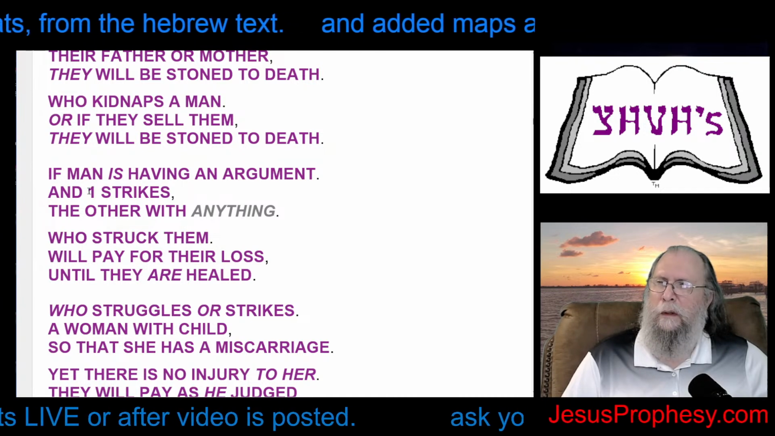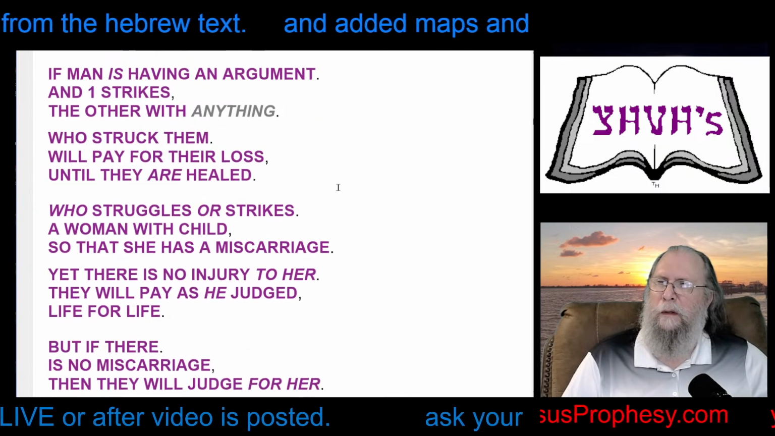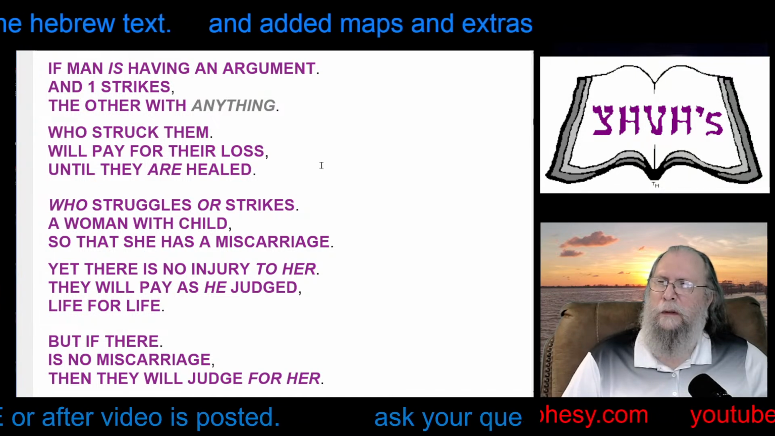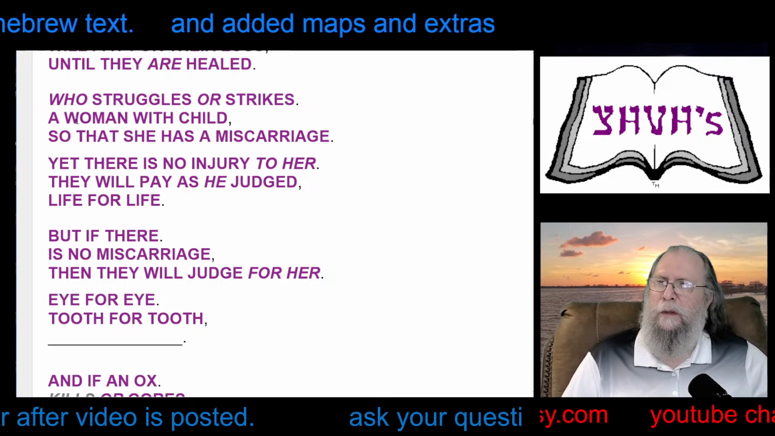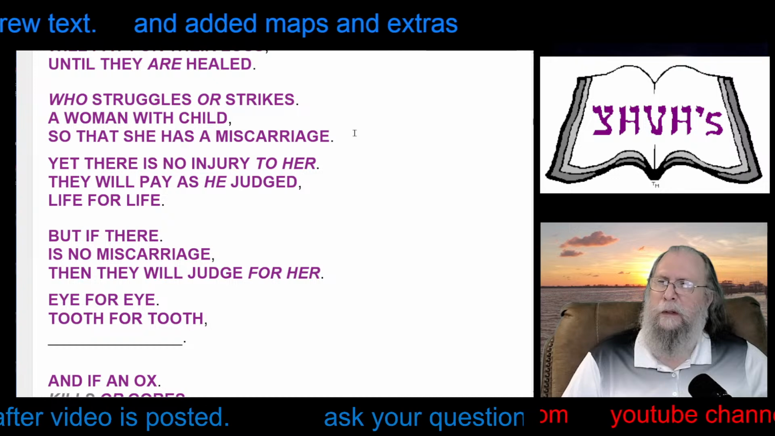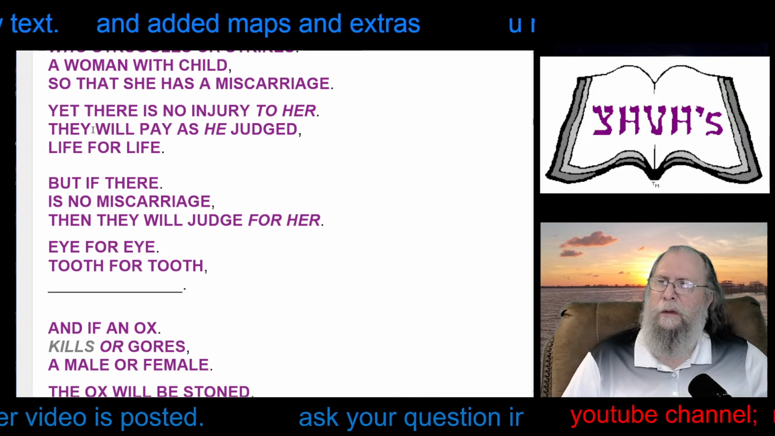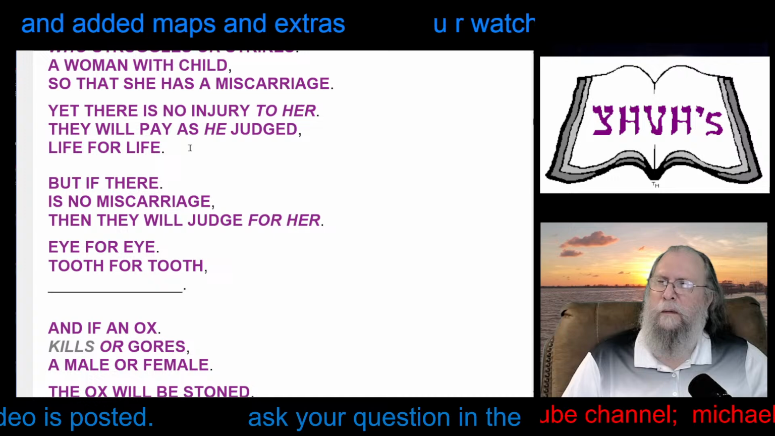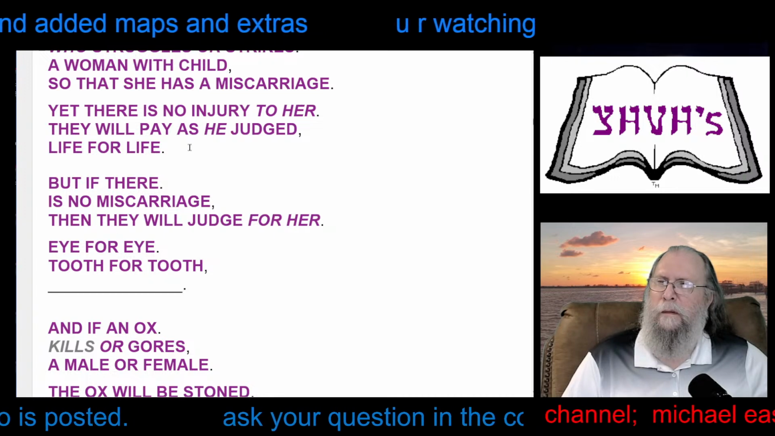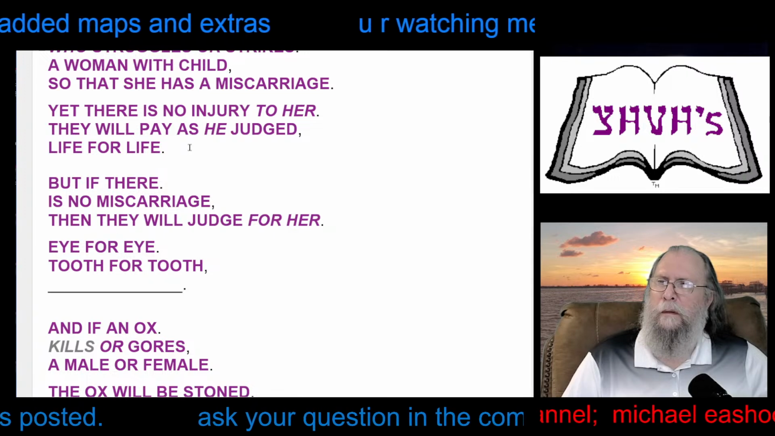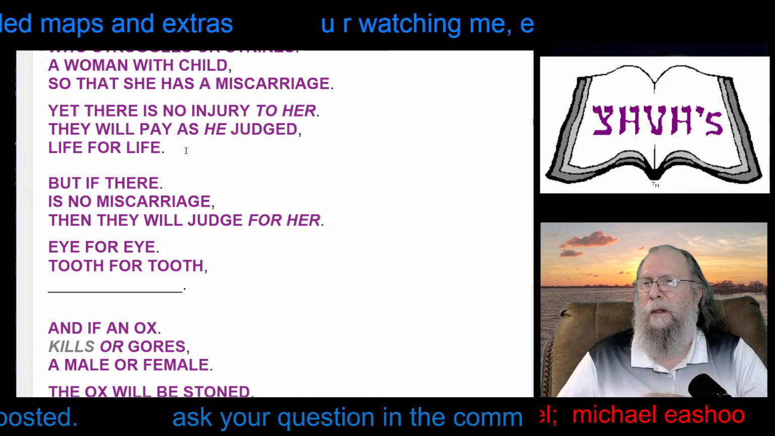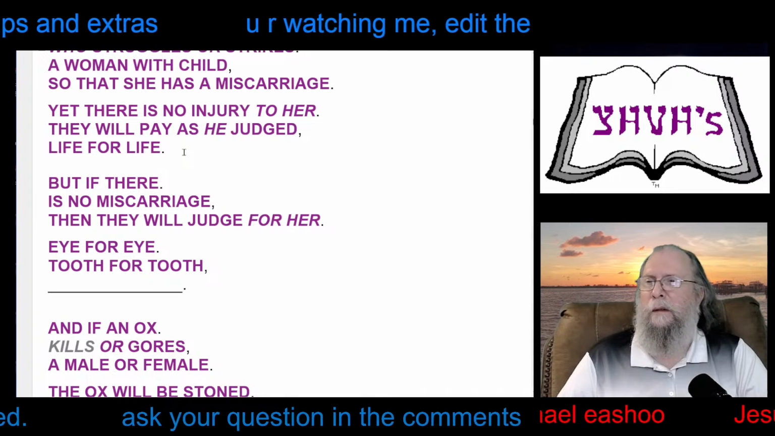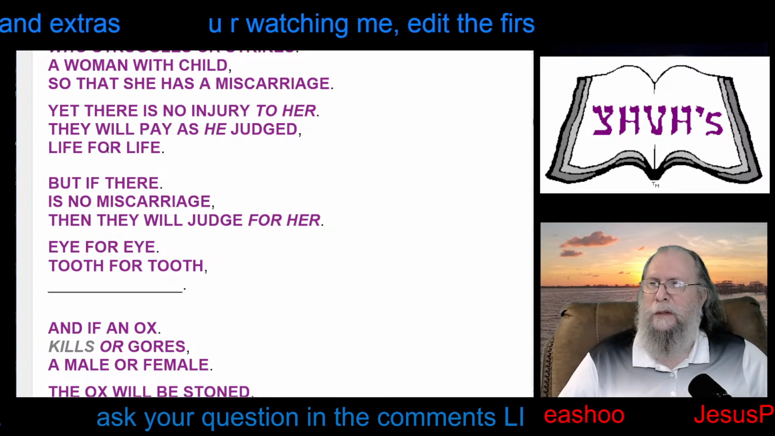Okay, if men are having an argument and one strikes the other for anything, who struck them will pay for their loss until they are healed. Who struggles or strikes a woman with child so that she has a miscarriage, yet there is no injury to her, they will pay as the judge decides. Life for life. Killing, okay, yes. And it wasn't by accident.